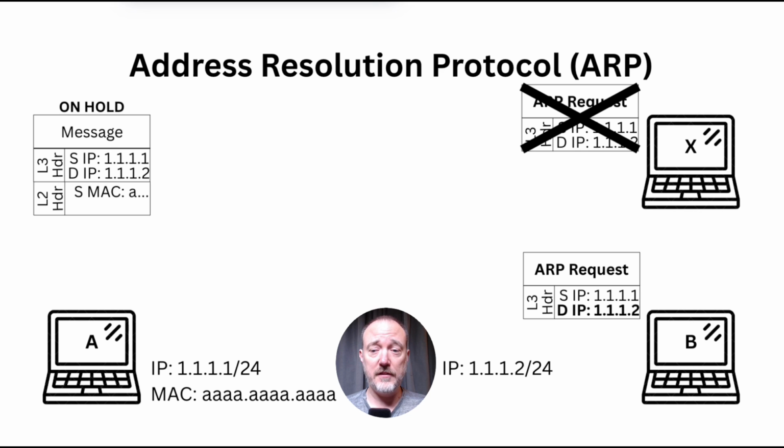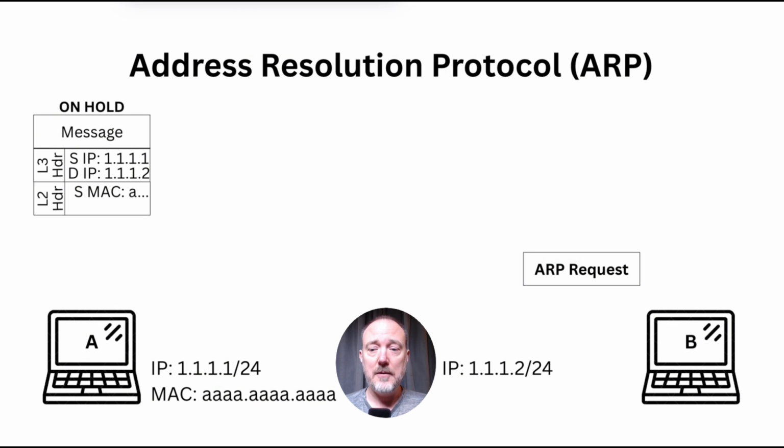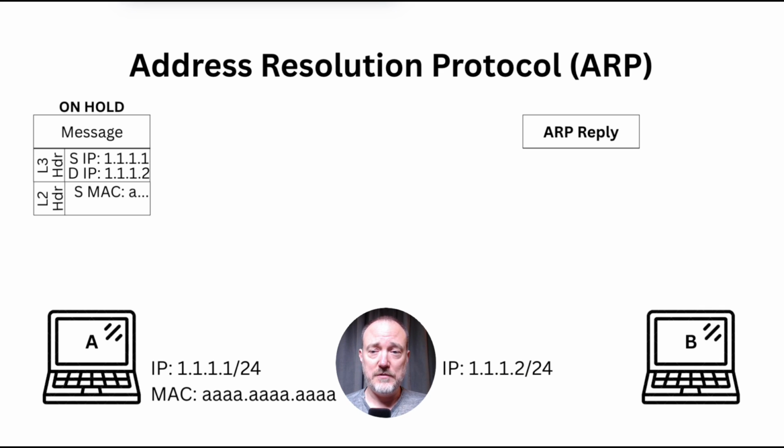So now it's reached the layer 3 destination. PCB knows that there's a device out there that has an IP address of 1.1.1.1, and it has sent an ARP request to PCB. And so PCB needs to do something. It's going to send an ARP reply back to the sender.